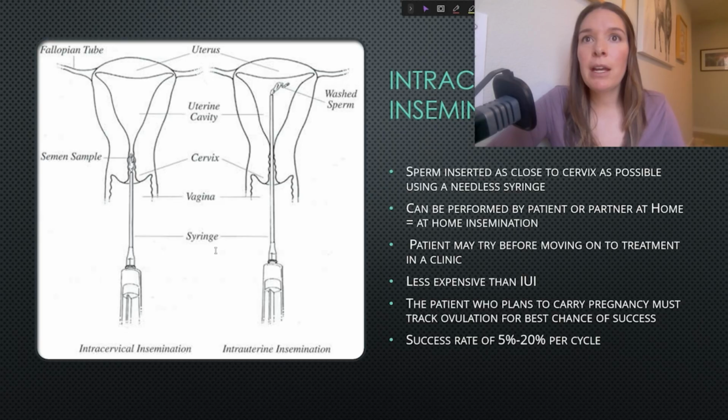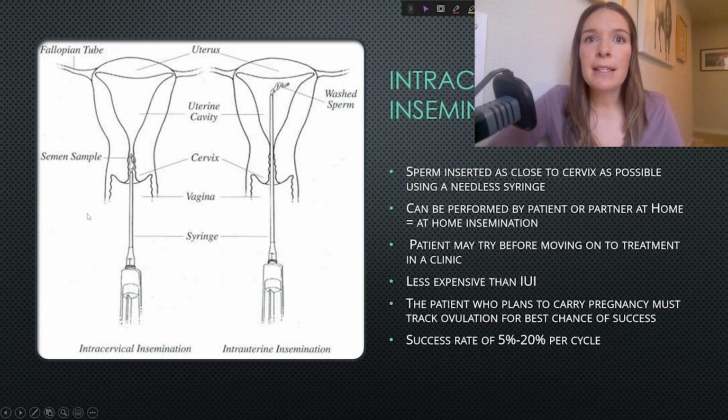Let's first talk about intracervical insemination, called ICI. Here on the left, you can see this visual of ICI, where sperm is injected as close to the cervix as possible using a syringe without a needle. And then here, in contrast, is intrauterine insemination, where you can see that the sperm is put all the way into the uterus.